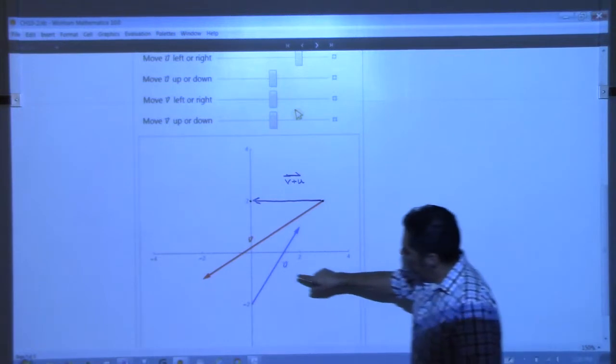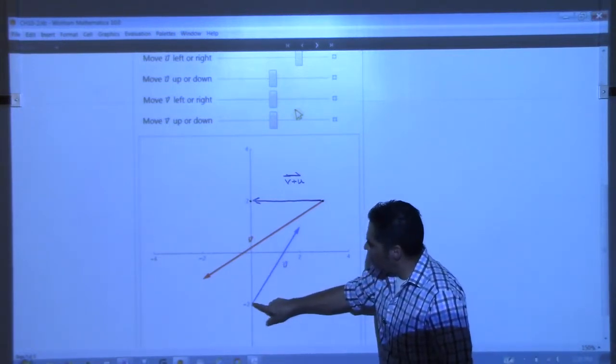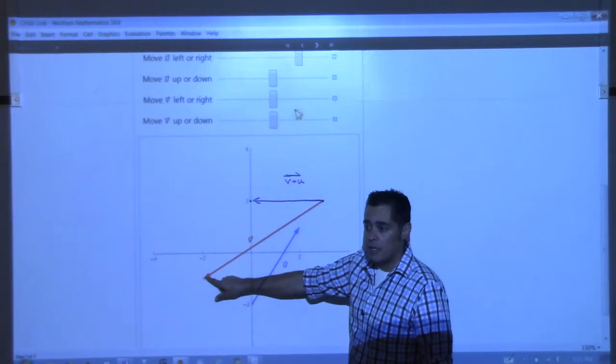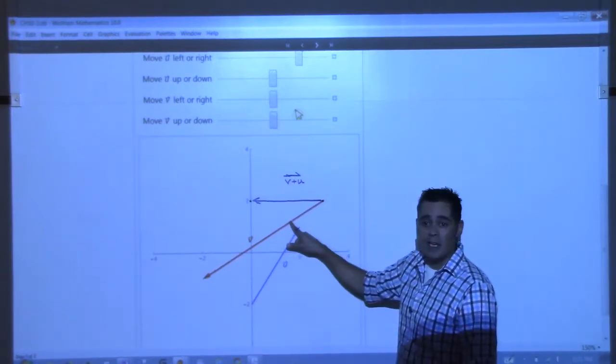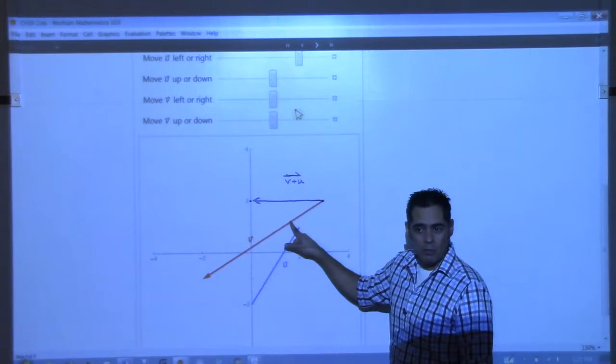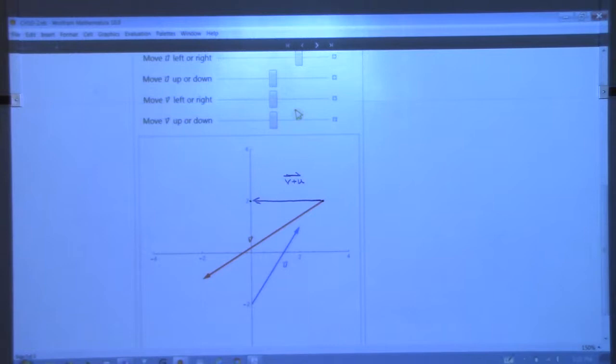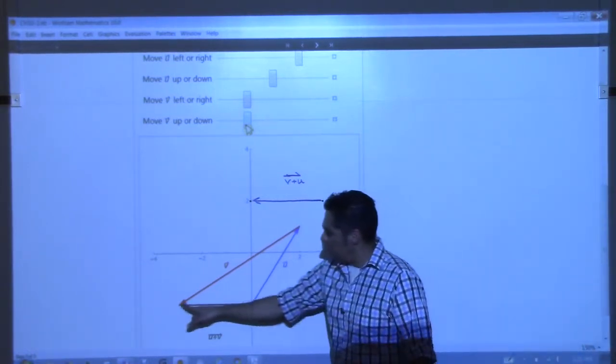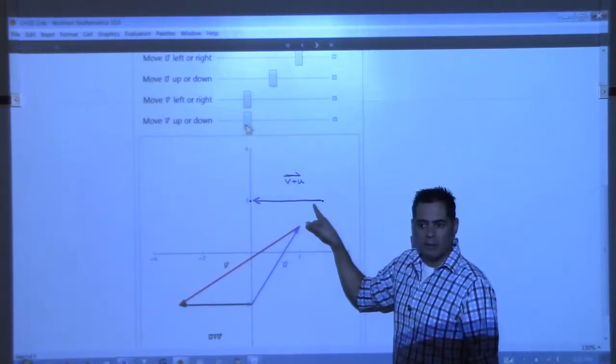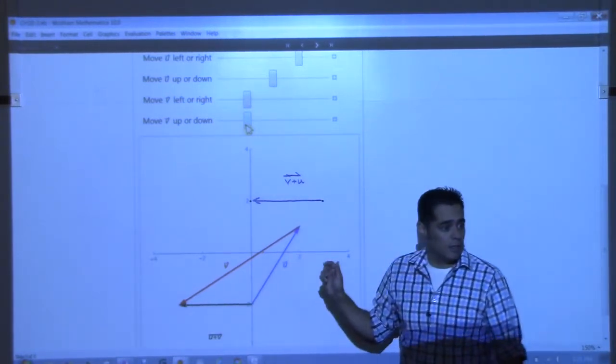Instead of taking the tail of U and attaching it to the tip of V, I'm going to take the tail of V and attach it to the tip of U. Okay? So see if we can do this. I'm going to try and move things around here. Move that over, move that down. There we go. Do you notice that this vector is the same as this vector? They have the same length and they point in the same direction, don't they?